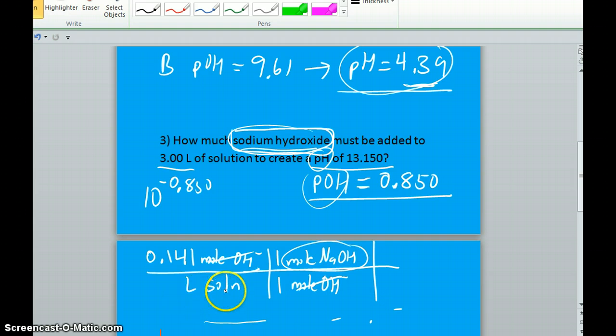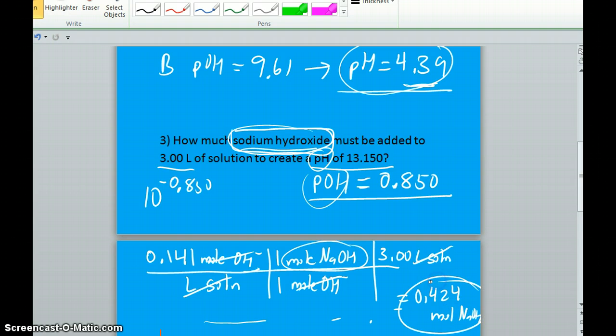Of course, I have to account for the volume and cancel it. And if we want to make 3 liters of this solution, this represents the number of moles of sodium hydroxide I'm going to need. And it comes out to 0.424 moles of sodium hydroxide.